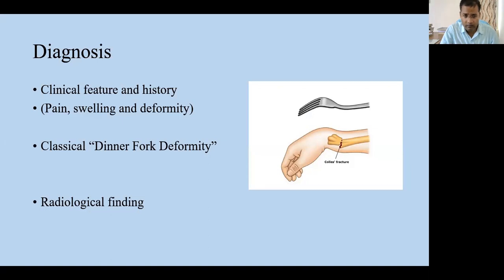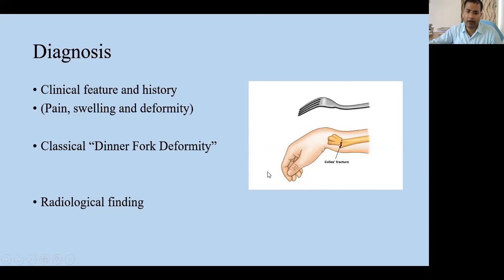and that is very important. The patient has a history of falling on an outstretched hand, having pain and swelling in the wrist joint, along with a classical deformity called the dinner fork deformity. You can see here the wrist is here, because of the displacement of this distal segment to the dorsal side, the complete hand remains in a position like a fork. That's why it's called a dinner fork deformity.